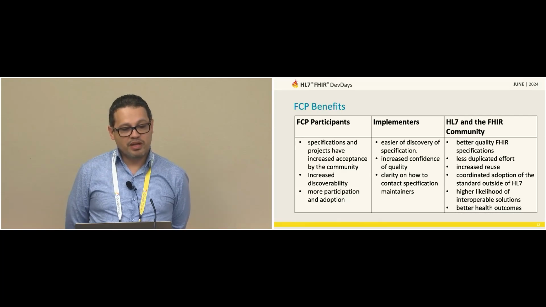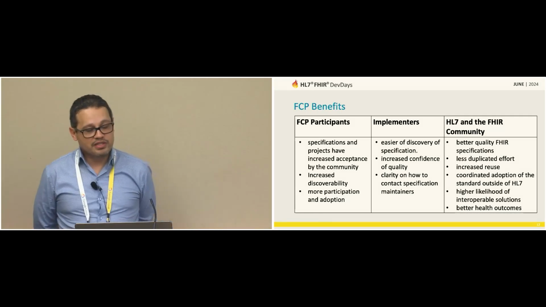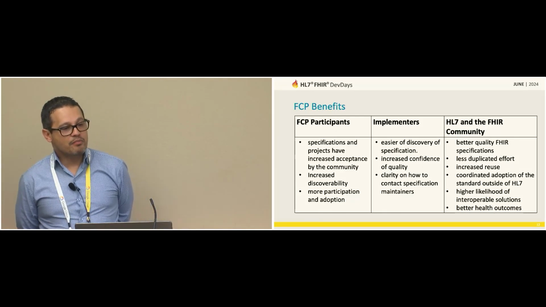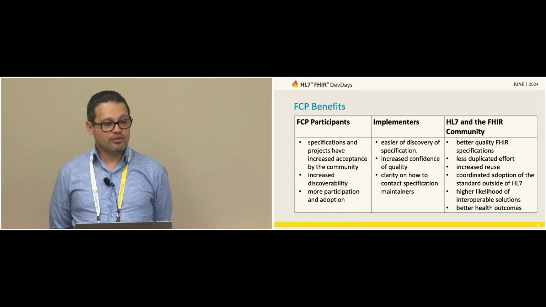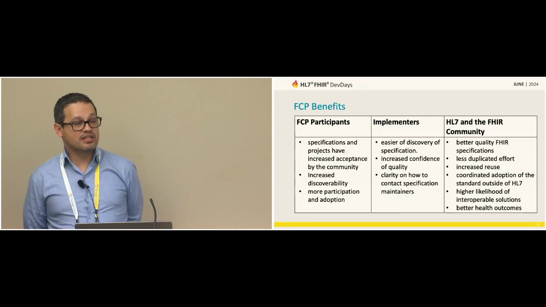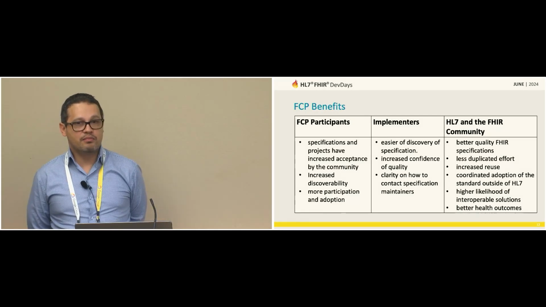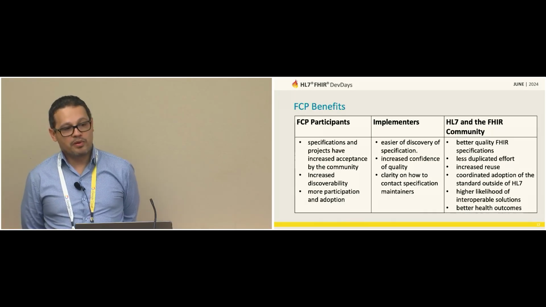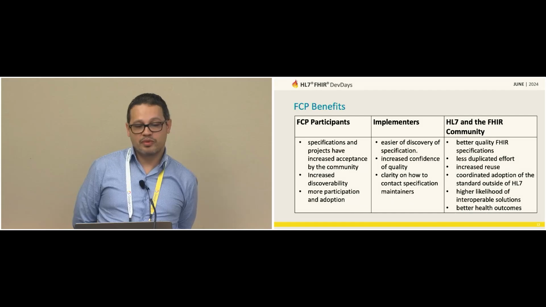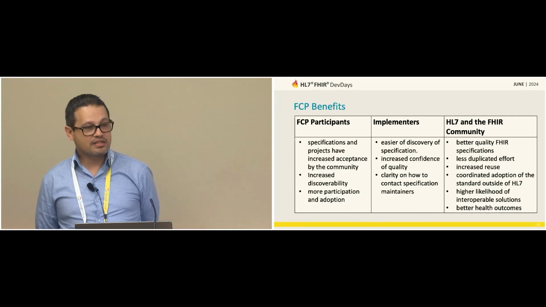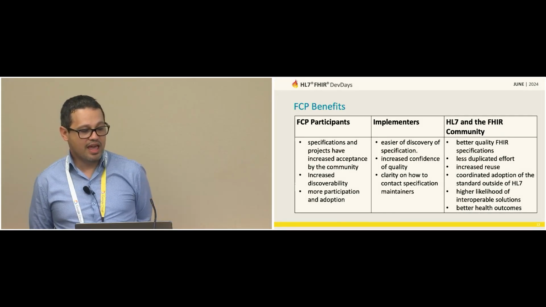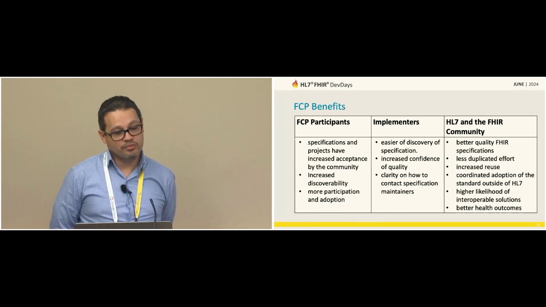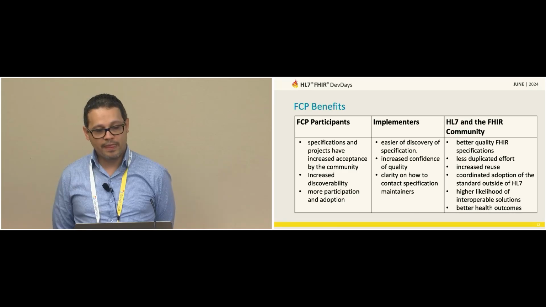Right, to summarize the benefits of the FCP, I've separated these into 3 categories. First of all, for the participants themselves, the benefits are, I think, quite clear. Your specifications and projects will have increased acceptance by the community. They'll be more easy to discover, and they will attract more participation and adoption. For implementers and adopters of specifications, it'll be easier to discover specifications. They'll have increased confidence of quality and clarity on how to contact the specification maintainers, as well as potentially contributing to those specifications if they choose to.